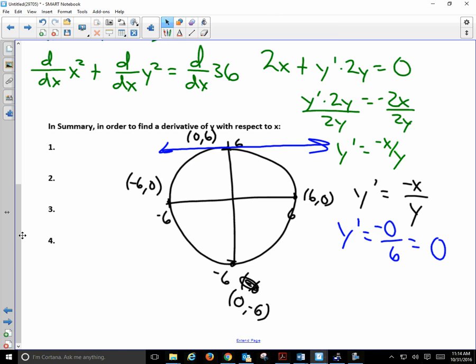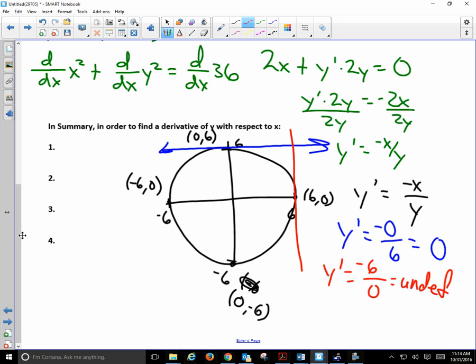What is the slope of that red tangent line? It's undefined. So y prime is equal to, if you plug in a 6 at that spot, negative 6 over 0, you get undefined. So you can see that if you want to find the slope, it now requires that you plug in both the x value and the y value. Go get some brain food and come on back. We'll try some examples.